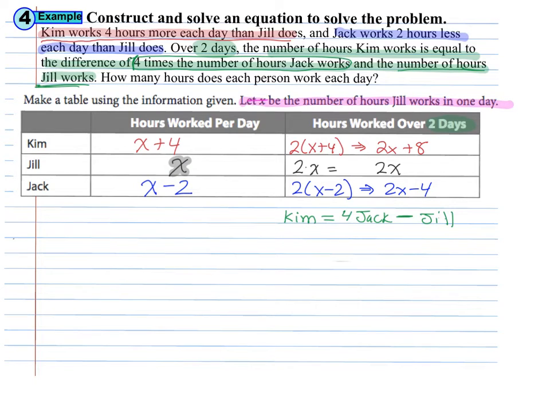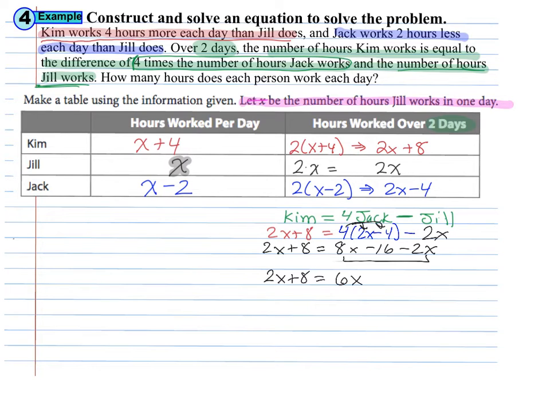So now we know that Kim is going to be 2X plus 8. And we're going to substitute Jack's equation, so Jack is 2X minus 4. So we're going to have 4 times the quantity 2X minus 4, minus Jill, which is just 2X. We're going to distribute that 4 in there, and we're going to have 2X plus 8 is equal to 8X minus 16 minus 2X. We're going to combine our like terms right there. So we're going to have 2X plus 8 is equal to 6X minus 16.